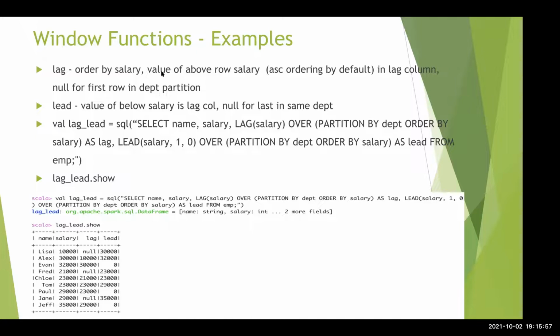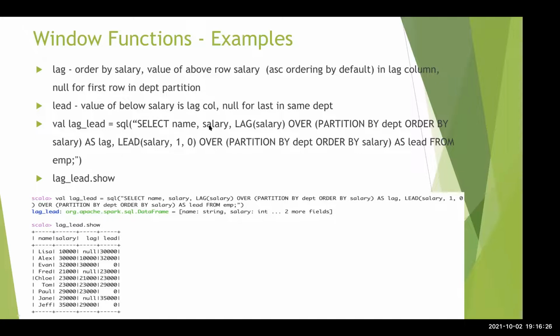So lag, order by salary, gives the value of the above row's salary, right? That's what we discussed in the lag column. Null for the first row, because we are doing the partition by department, order by salary. Lead gives the value of the below salary. So it's very similar to this, but now in lead, the value will be from the row which is after the current row, correct? And we'll see an example of this. So I try to calculate both lag and lead in the same SQL.